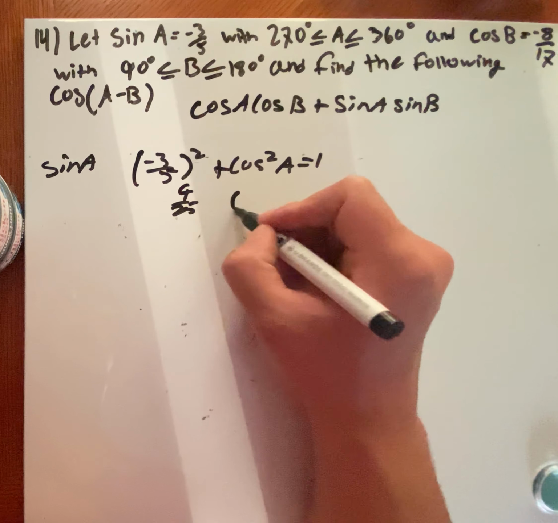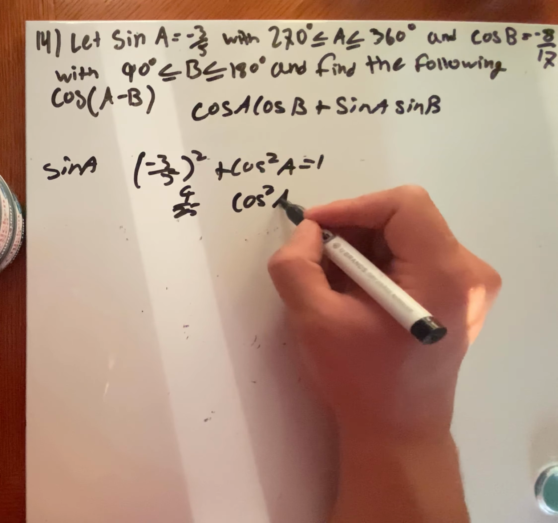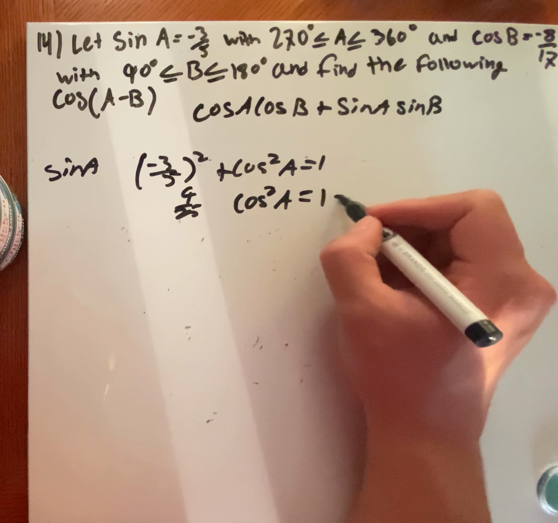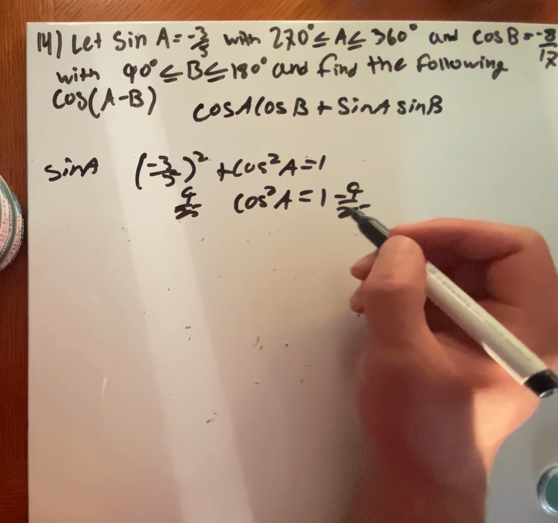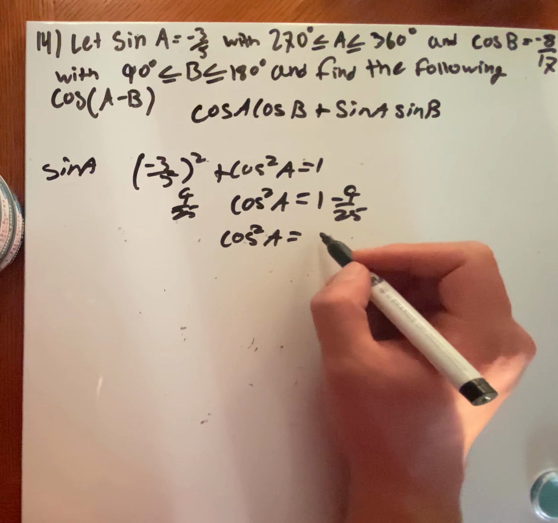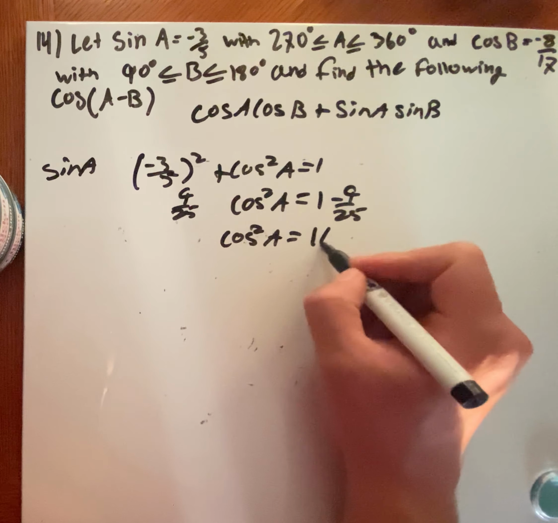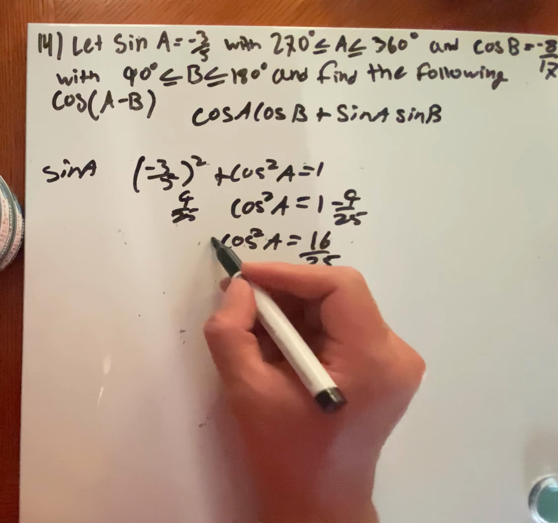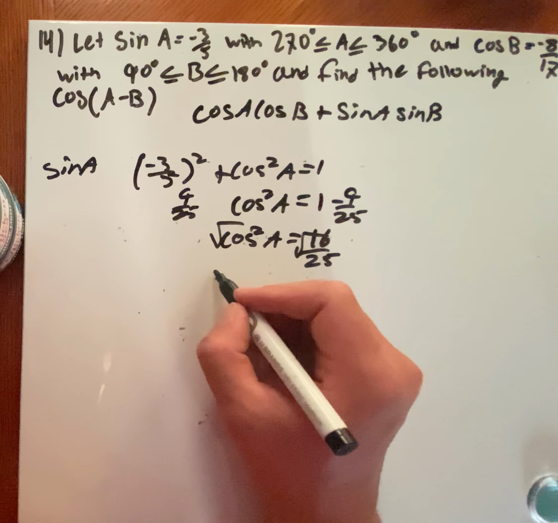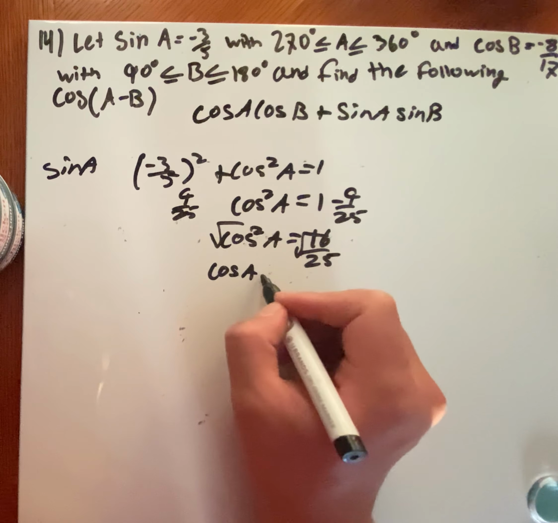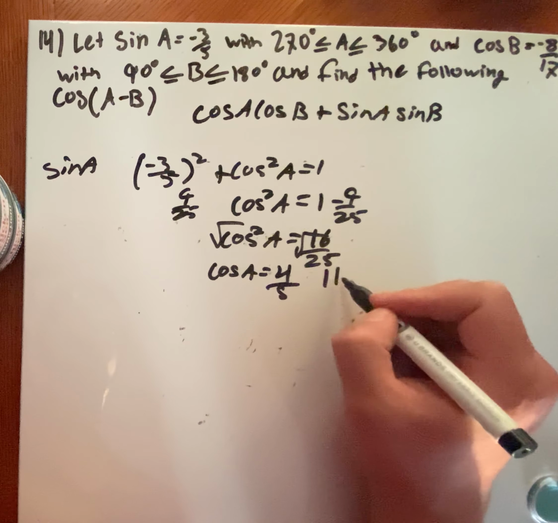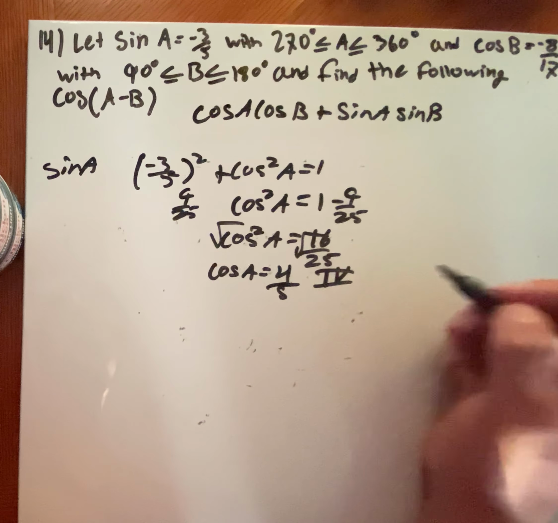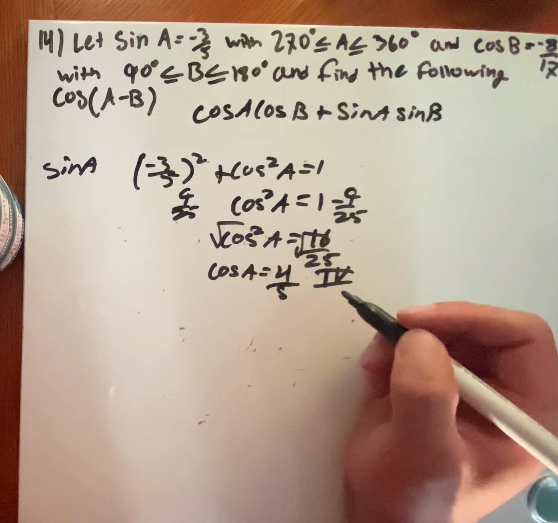So then it's going to look like this. Cosine squared A equals 1 minus 9/25, which then we get cosine squared A equals 16/25. Then we're going to square root both sides, which gives cosine A equals 4/5, which lands in quadrant 4, so it's going to be positive 4/5. So that's our cosine A.